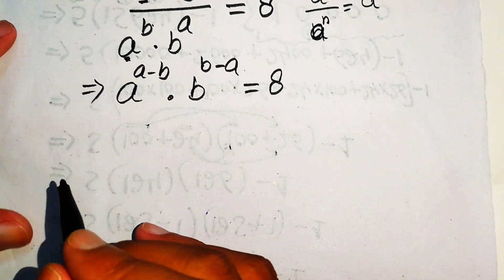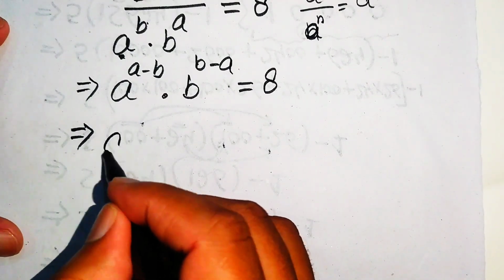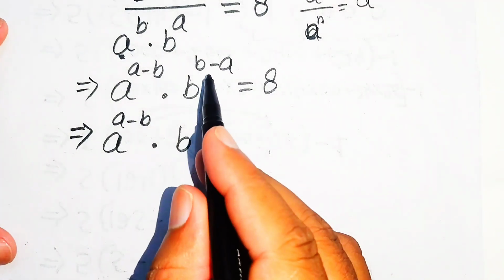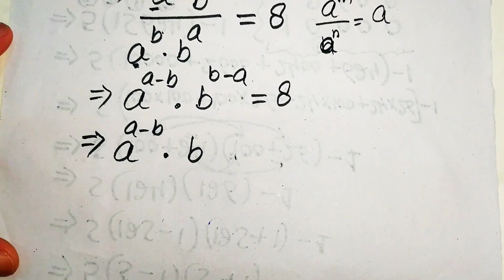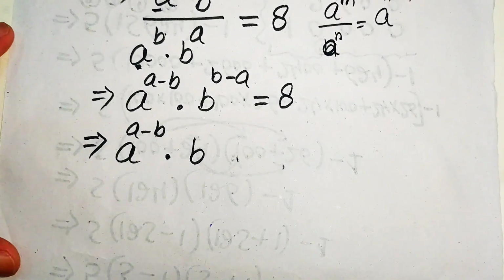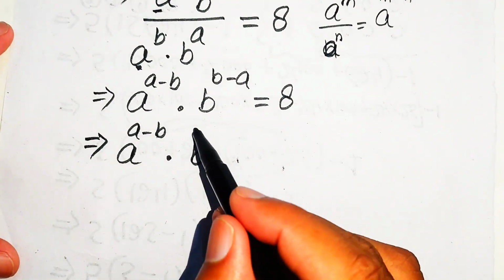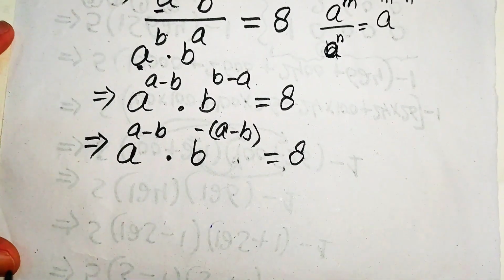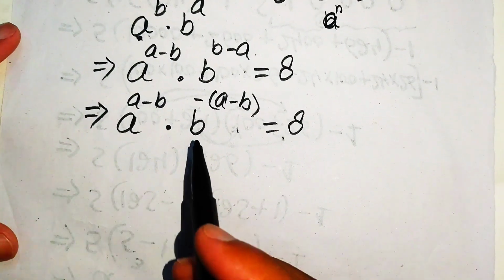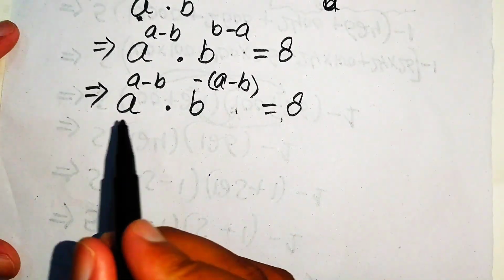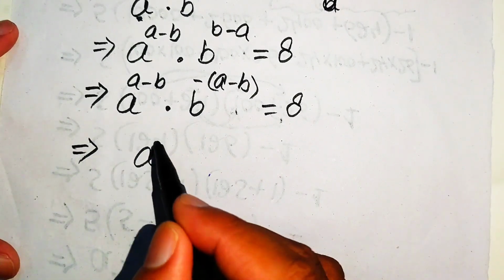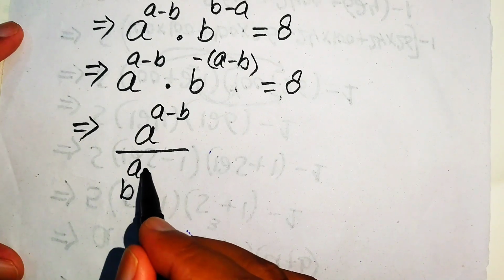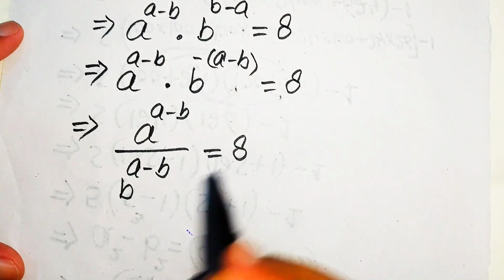Now in the next step, you see here we have a to the power of a minus b multiplied by b. So here we take common minus 1 from the exponent of this term, and it will be written as b to the exponent of minus into a minus b, and this equals to 8. Now the exponent of this term is negative, so we move it down, and it will be written as a to the power of a minus b divided by b to the power of a minus b equals to 8.